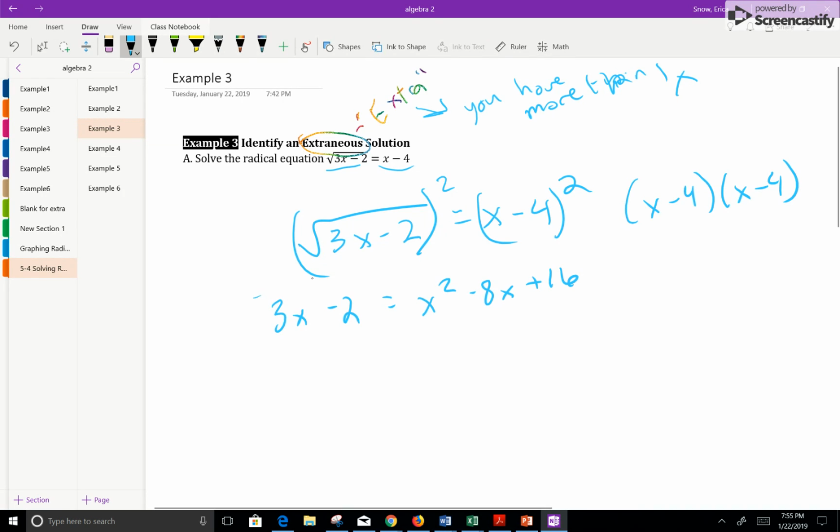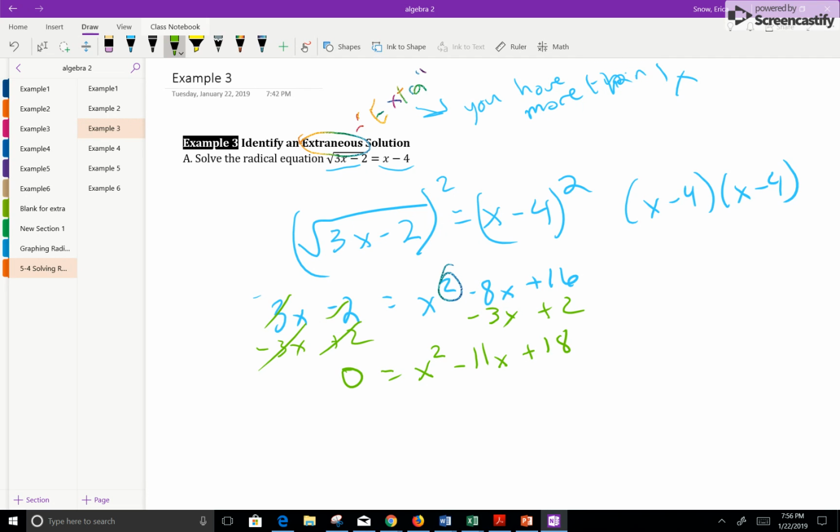Now, you'll notice that we now have a quadratic over here. So in order to solve a quadratic, everything has to be on the same side. So we're going to subtract 3x from both sides and add 2 to both sides, so that we get 0 over here, because this all cancels, is x squared minus 11x plus 18.